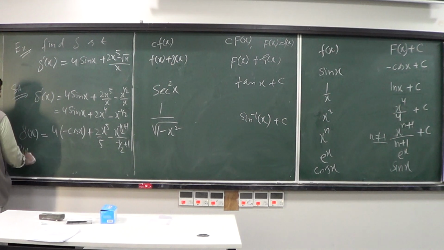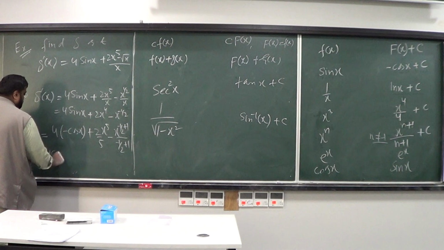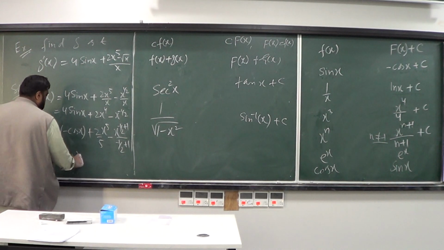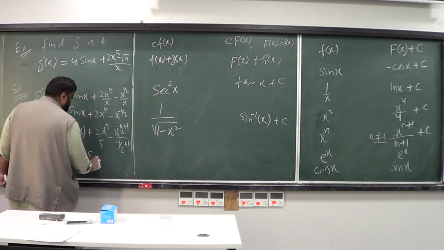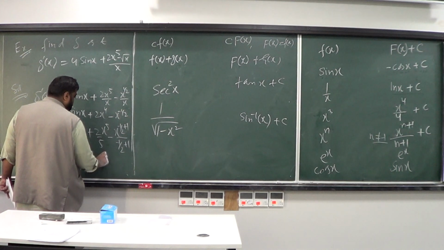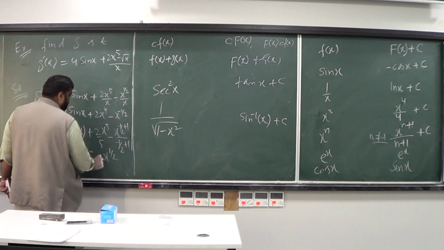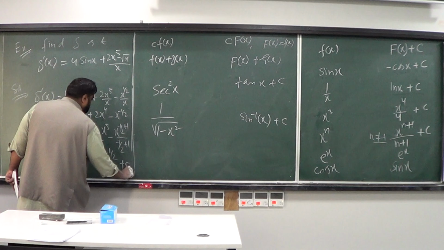So my g of x should be minus 4 cos x plus 2 upon 5 x to the power 5 minus, this is going to be x to the power 1 upon 2 divided by 1 upon 2, which will become 2 actually, and plus the constant c.